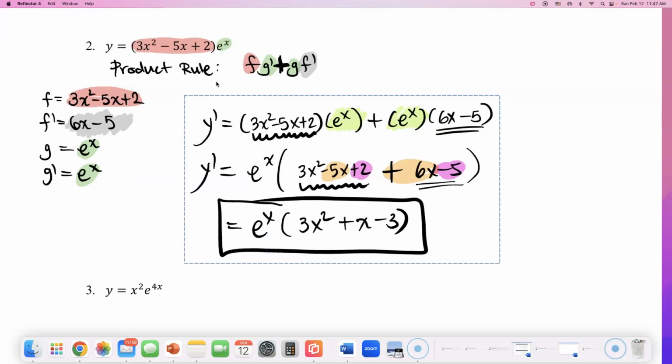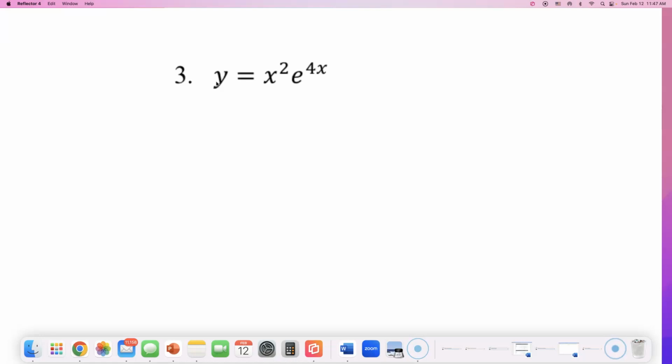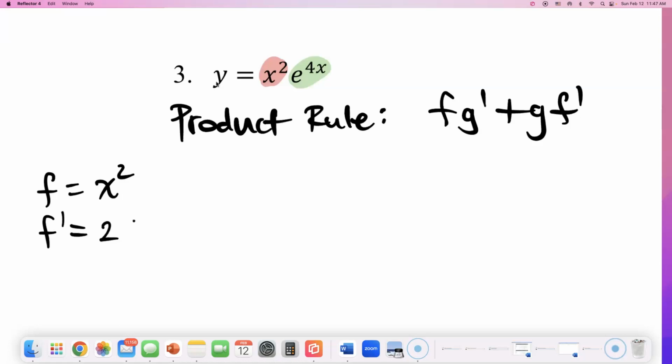Okay, I think I may have one more down here. I'll show you how to do this one. Okay, another product rule, we have a product of x squared times e to the 4x. So red and green are multiplying. So I will do product rule, which is first times the derivative of the second plus second times the derivative of the first. First is x squared, then what's f prime? 2x. Second is e to the 4x.